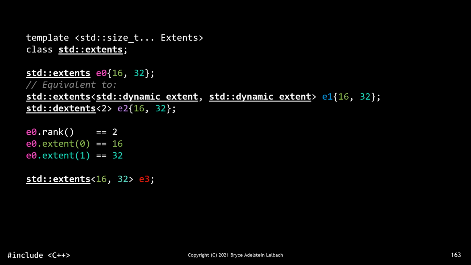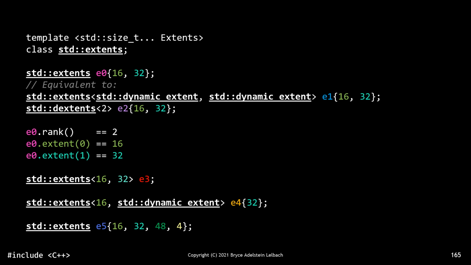For statically sized extents, the extent itself is passed as a template argument. No corresponding constructor argument is needed. You can mix static and dynamic extents. For example, in this case, we have one static extent and one dynamic extent. So we'll need to pass just one extent at runtime. Extents objects in mdspan support arbitrary rank. You can have as many dimensions as you want.